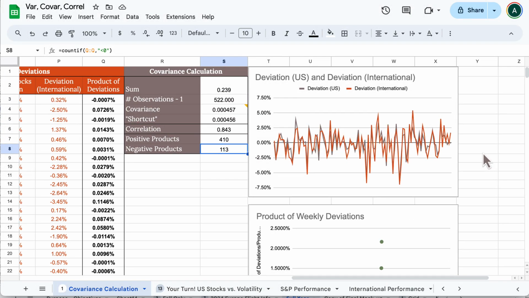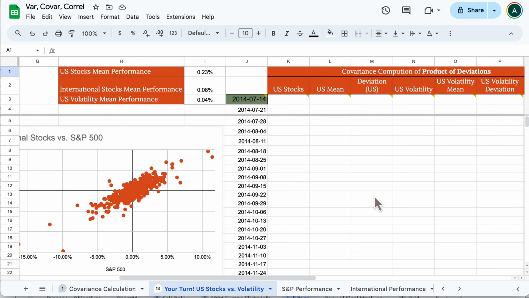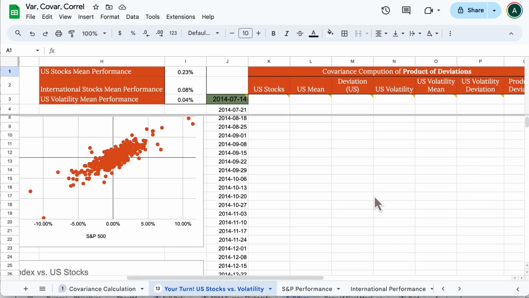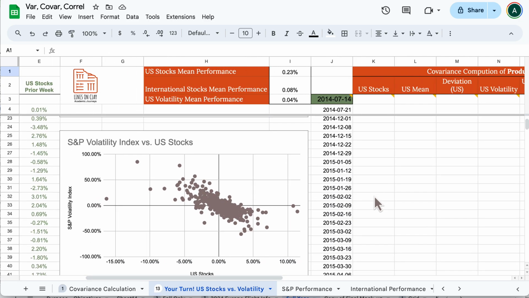We are going to have you do the same thing step by step, but we're going to have you work with the product of deviations for volatility. Remember, you should end up with a negative relationship between these two data series.